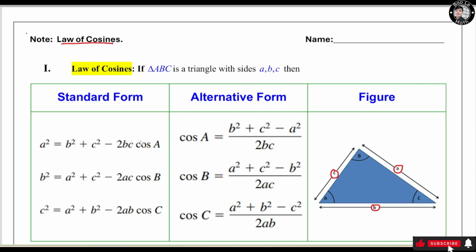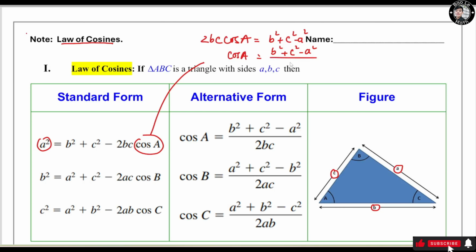Now, from this formula, we can solve for cosine A by adding 2bc cosine A to both sides. So we have 2bc cosine of angle A equals b squared plus c squared. Then you subtract a squared from both sides. Now we're going to divide both sides by 2bc, so cosine A equals b squared plus c squared minus a squared, divided by 2bc. That's why you get this one right here. Now you do exactly the same thing for the second formula and the third formula.